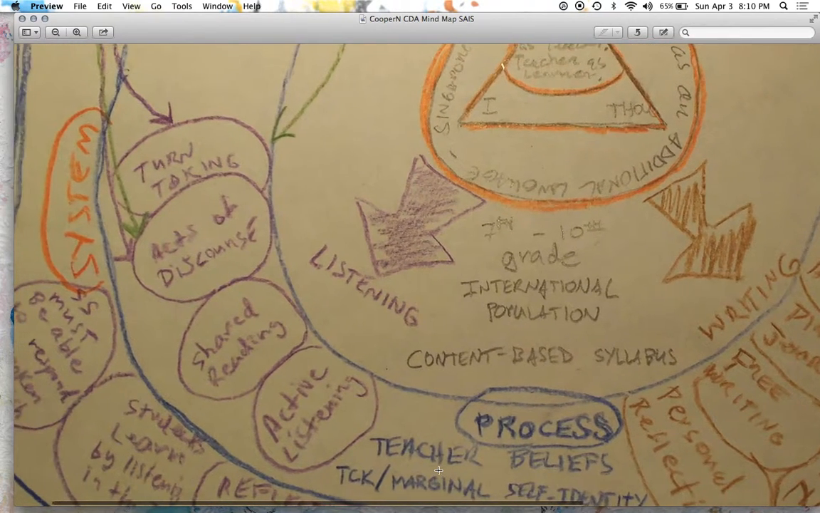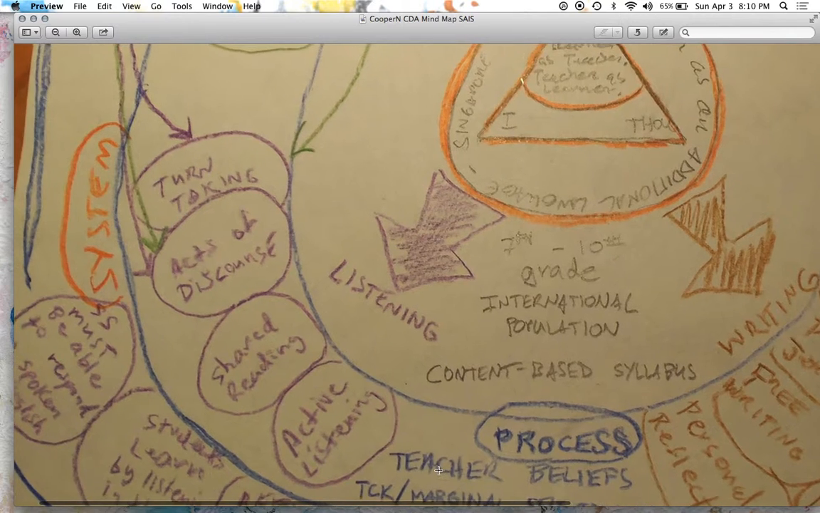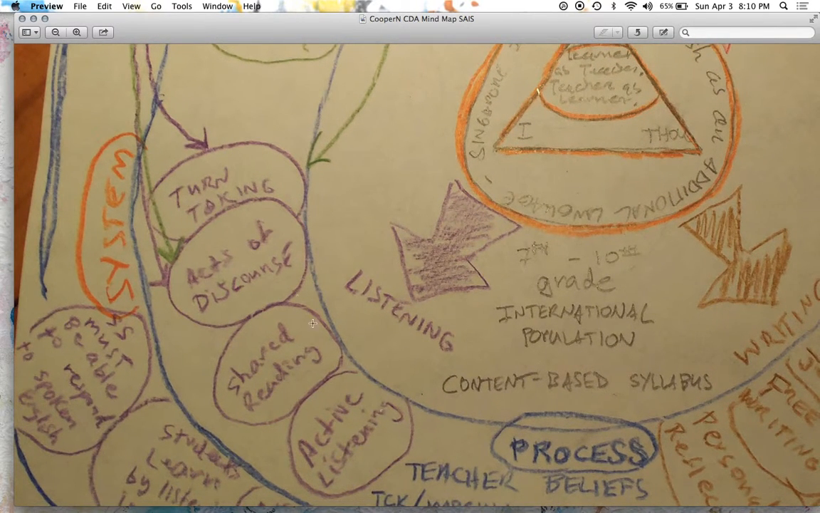So here we go. Let's continue. We've done reading, writing. Now we're moving into the listening process. Turn taking. This is students learning turn taking. It doesn't seem that hard on the surface maybe, but I think that this is a skill to teach. This is later on connected to turn taking in speaking. Acts of discourse. The act of engaging in discourse. This is something that can be taught and something that can be learned.